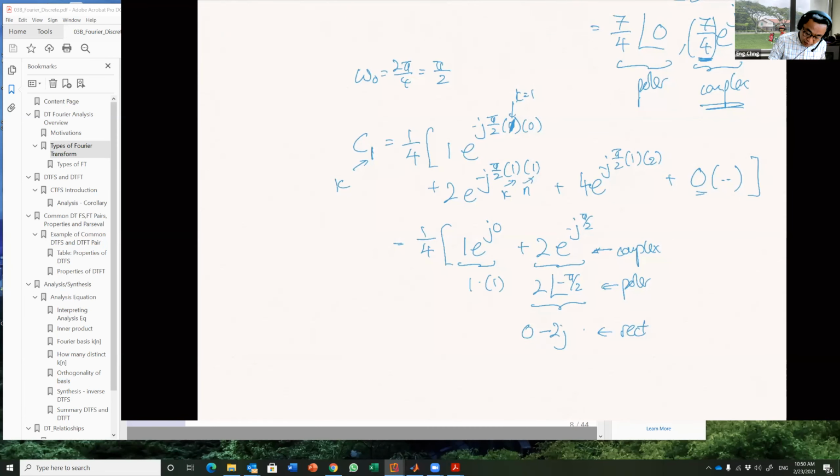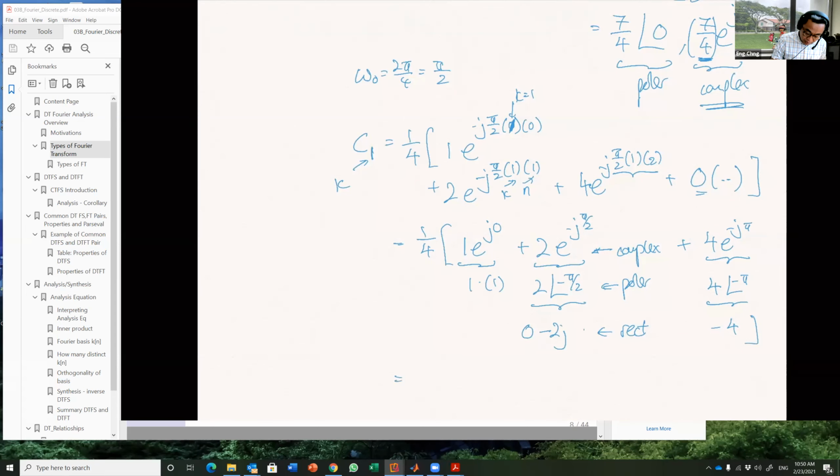Okay, and then plus. Now, what is 4e^(-jπ)? Right? This reduces to π. So this is a complex exponential form. Let's reduce this to 4 angle minus π. And guys, what do you think this is? This is minus 4 in rectangular form. Yeah, very good. So now we're done.